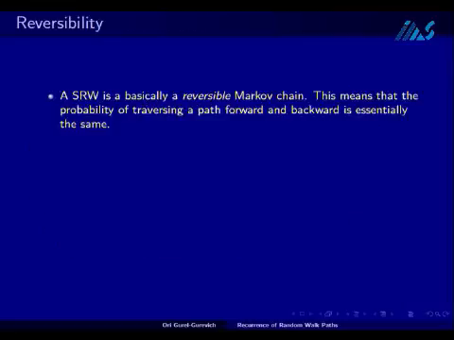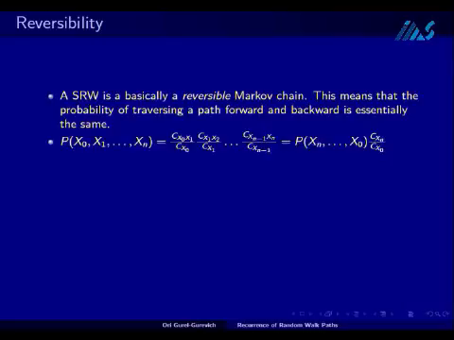The other thing that we're going to need is reversibility. What is reversibility? It means that the probability of the random walk doing a walk forward and backward in time is essentially the same. What does this mean? It means that the probability that the random walk starts from x0, goes to x1, up to xn, is just this thing by definition. And if we look at these pairs, then we get exactly the probability of doing the same path backward.